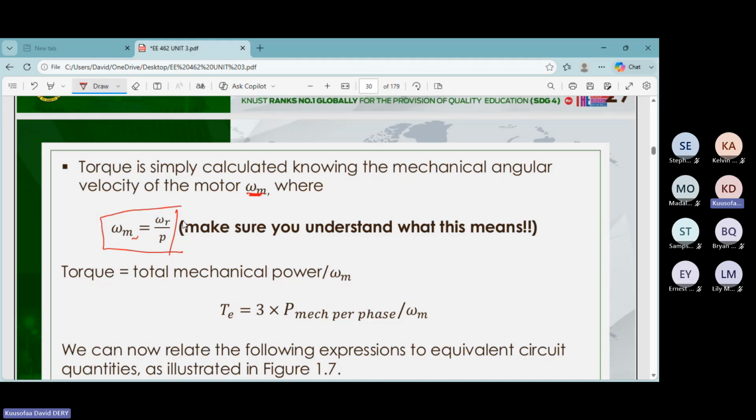Okay. So now that we know how to convert from electrical speed to mechanical speed using this relationship, we can go ahead and calculate the torque. The torque is the mechanical output power divided by the mechanical speed, right? And the values we calculated are per phase. Because we are looking at the total torque, the three-phase torque, we have to multiply the mechanical output power per phase by 3, and we divide that by what? The mechanical speed, to get the torque. So this is also one of the expressions we have to take note of.